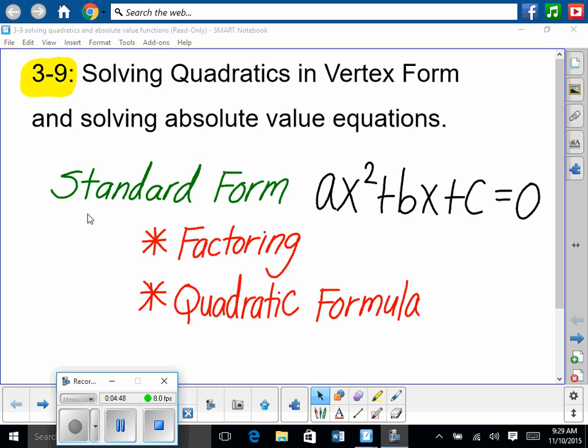All right, so remember that when dealing with quadratics, well, can somebody tell me what makes it quadratic? Why is it quadratic?